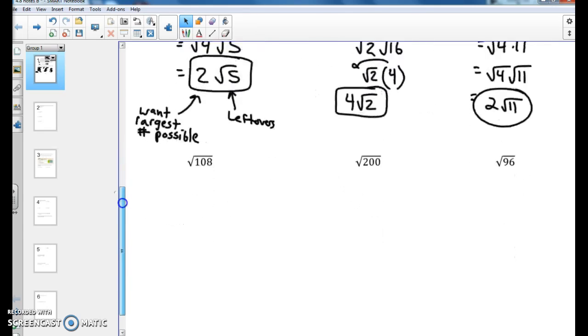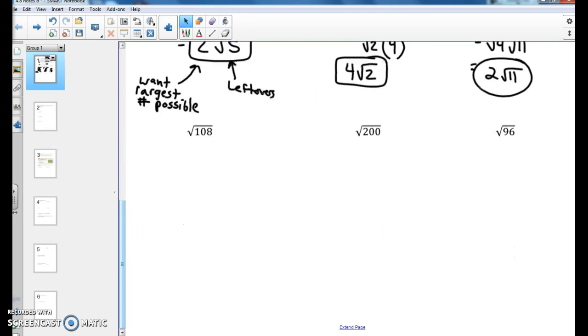Let's look at the square root of 108, though. This one has a lot of factors. For 108, 2 and 54 is an option. 3 and 36, 4 and 27, 6 and 18, 9 and 12. I think that's about it. There's a lot of perfect square factors I see. I see 36, I see 4, I see 9. A lot of options here. Generally, you want to choose the largest perfect square possible. So like 3 and 36. 36 is a perfect square.